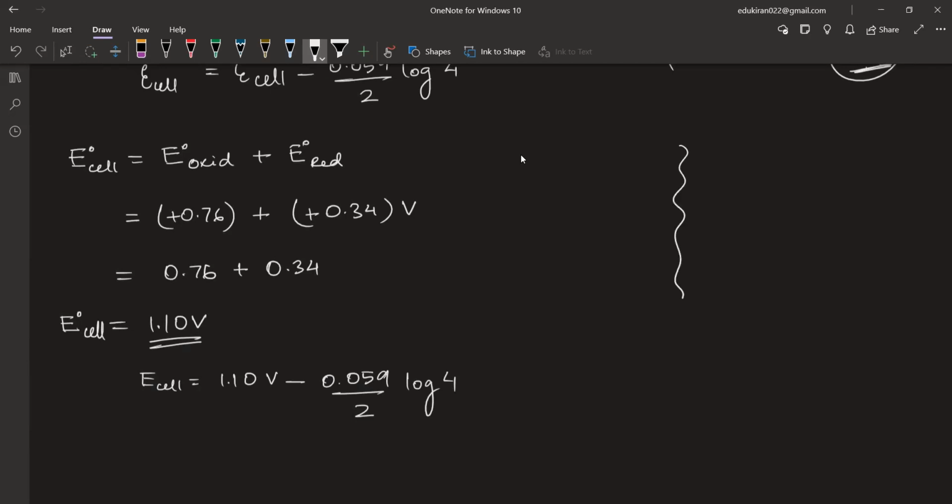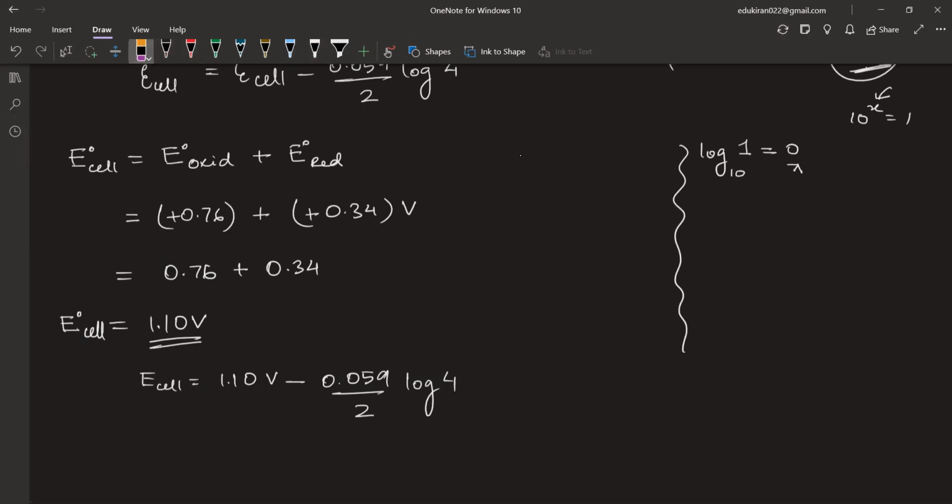Now please write some log values that will be helpful for you. Whenever we write log, it is of base 10. So log of 1 will be equal to what? Tell me, 10 to the power x is equal to 1. What should be this x? Fatima and Wafia? 0. Very good. See, you have understood log.